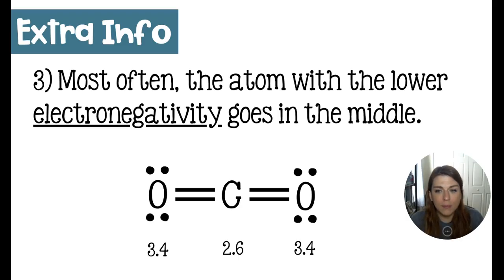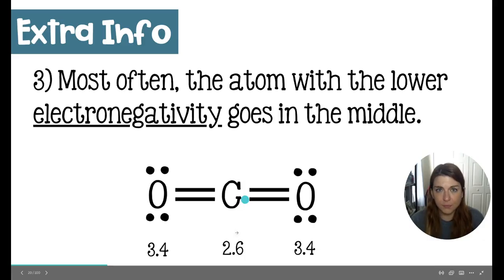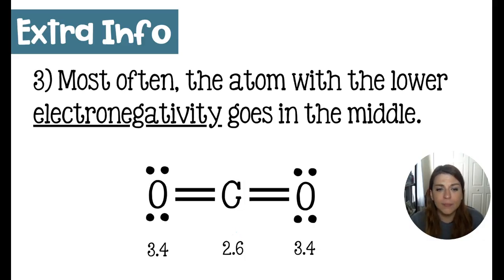Now, if you look up the electronegativities of all of the elements, carbon has a lower electronegativity than oxygen. You can also figure this out using your periodic table trends if you don't have the exact numbers. Oxygen is closer to fluorine on the periodic table than carbon is. Carbon is further away, so it's going to have a lower electronegativity. Usually the thing with the lower electronegativity is going to wind up in the middle.